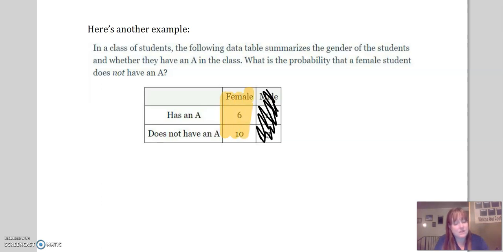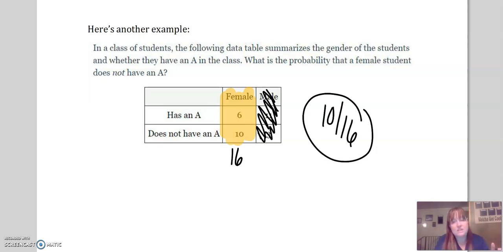So I'm only looking at this group. So what is the total number of people that are in my sample space? Well, it's 16, right? Because I'm only looking at the females. And of those 16 people, what's the probability that they do not have an A? Well, that would be 10 out of 16. And we could simplify that if we wanted to, 5/8. But truly, we could just say 10 out of 16 females do not have an A.